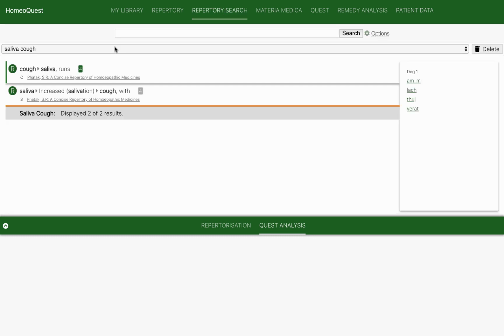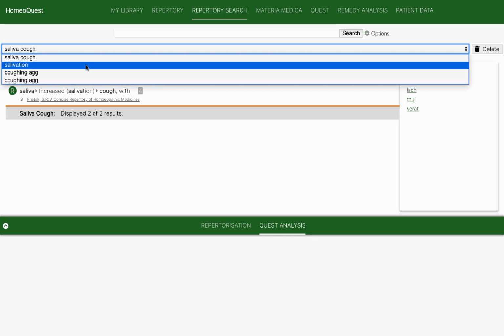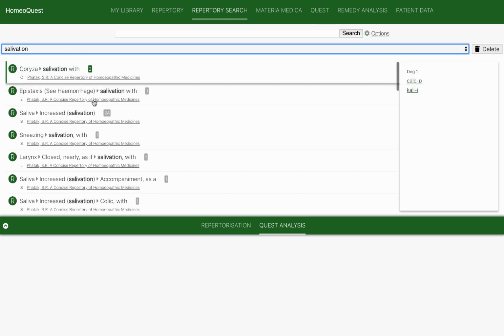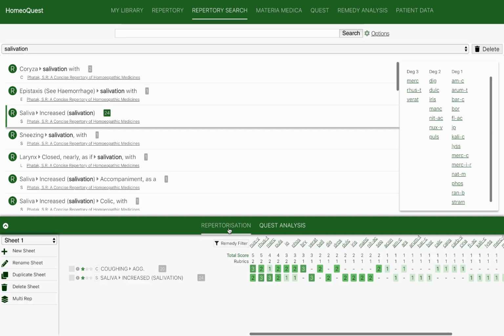So we go to the repertory search and we do salivation as the big rubric. I've only chosen Phatak's here. And in salivation, you have an interesting rubric, salivation, increased salivation, 24 remedies there. Let's select that and we'll start repertorizing. So that's where it is, salivation, 24 rubrics, 24 remedies.